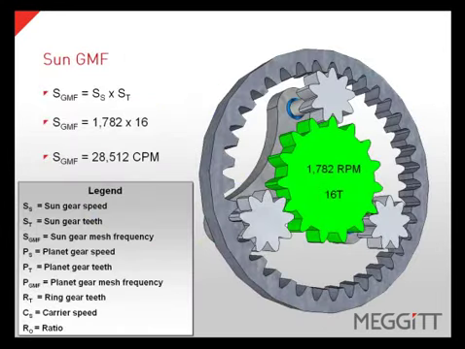If we know the mechanical makeup of the gearbox, we can calculate what frequencies are going to be generated. First, let's look at the sun gear mesh frequency. If we know the speed of the sun gear and the number of teeth on the gear, we can determine the sun gear mesh frequency. The formula is sun gear mesh frequency equals the sun speed times the number of teeth on the sun gear. In our example, we would take 1782 RPM, the sun gear RPM, and multiply it by 16, the number of teeth on the sun gear, which gives us a gear mesh frequency of 28,512 CPM.